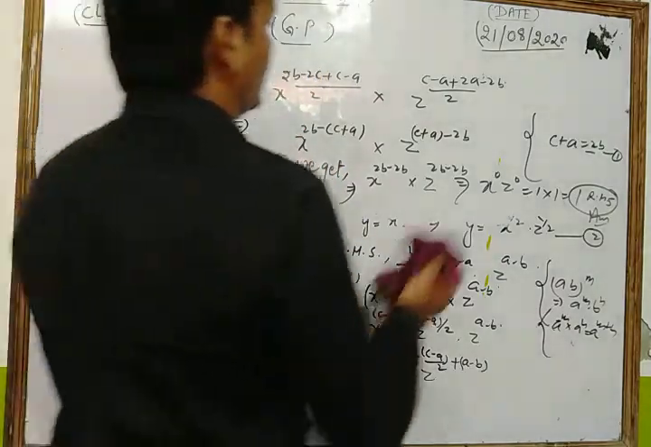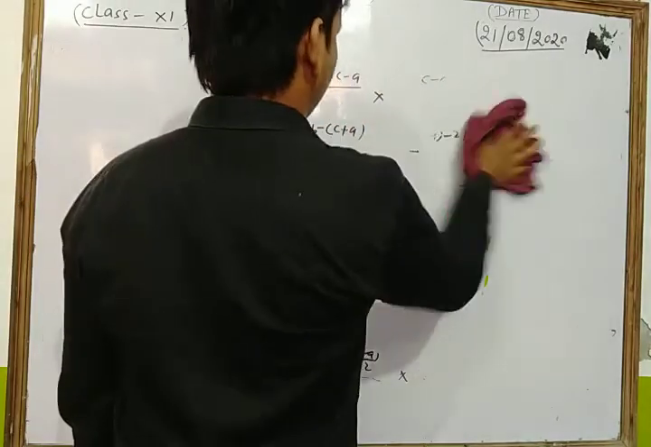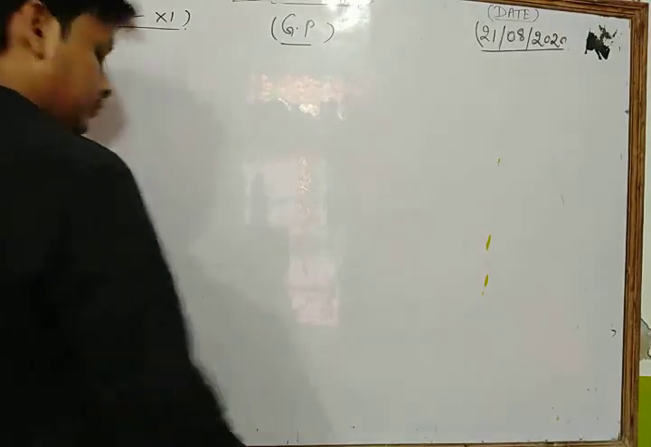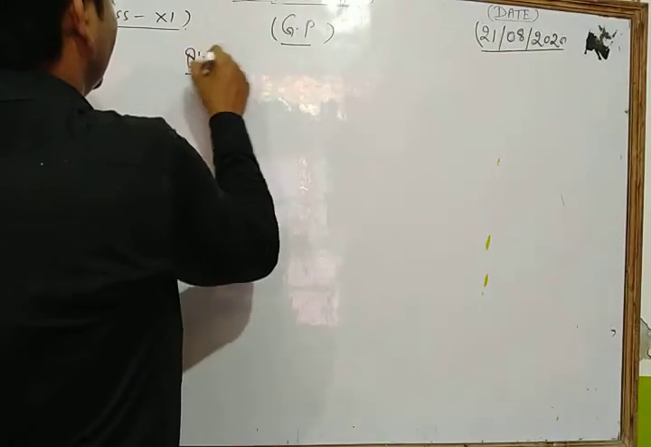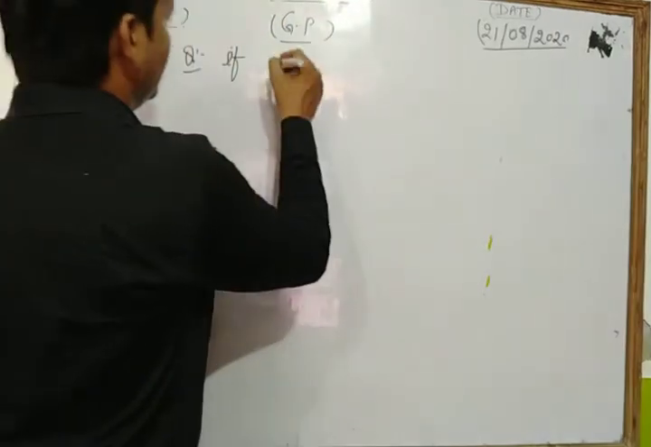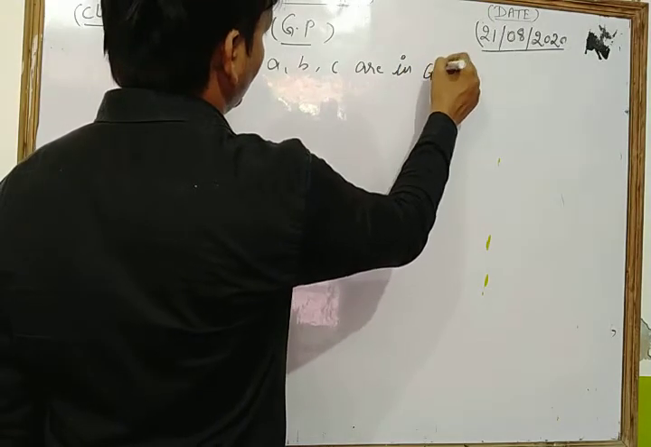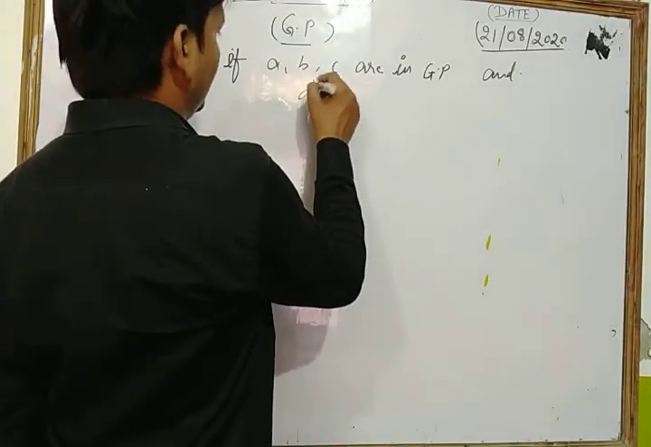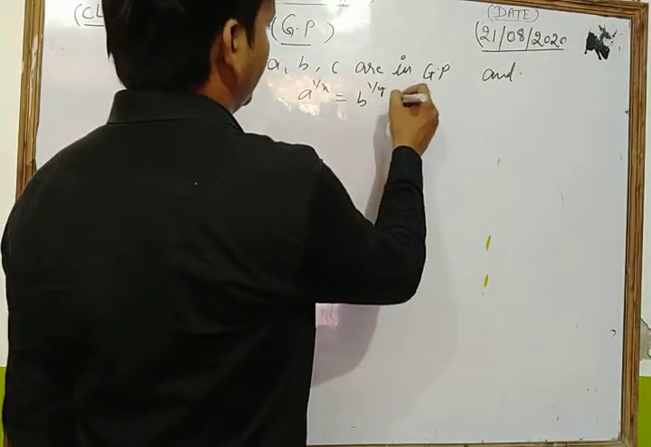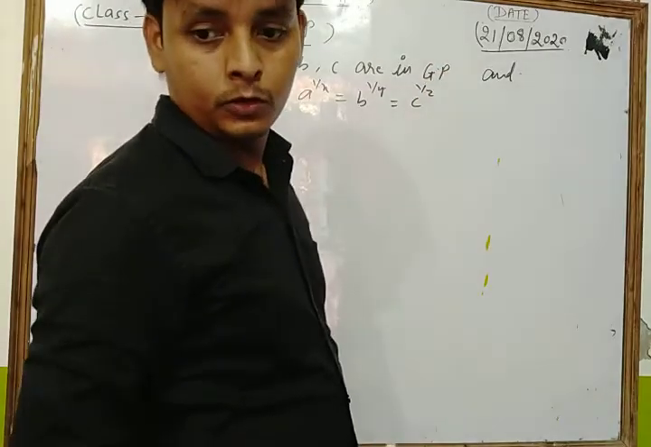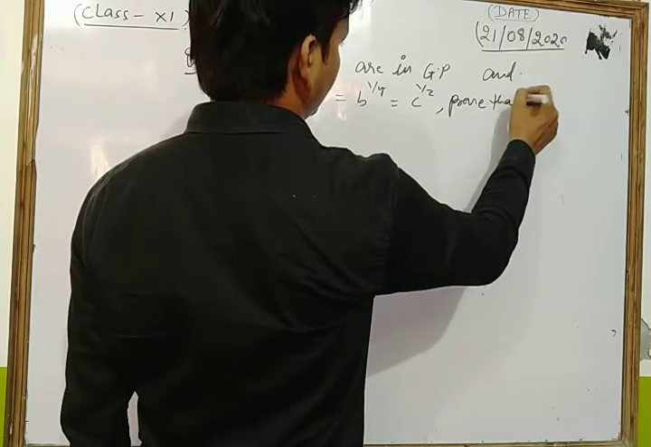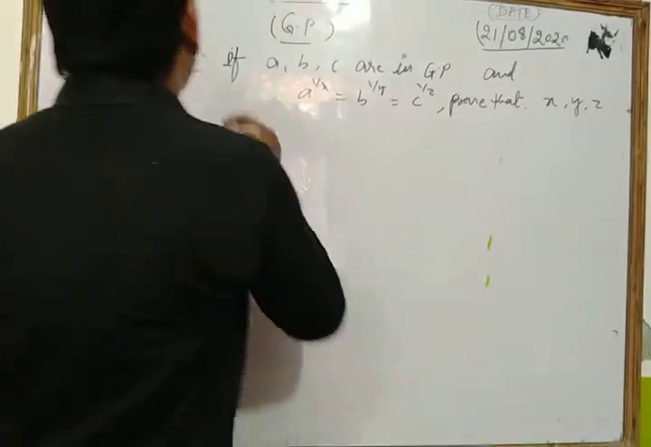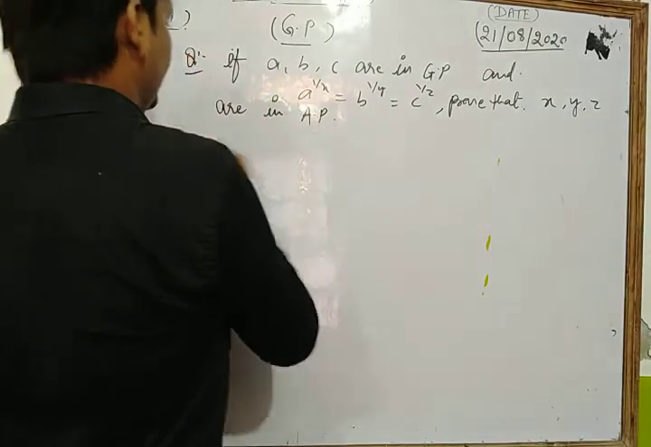Let's see. Your next question is, if A, B, C are in GP, and A to the power 1 by x is equal to B to the power 1 by y is equal to C to the power 1 by z, prove that x, y, z are in AP. Let's solve it.